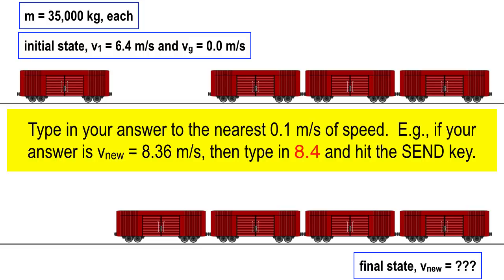Is it M over P or is it P over M for the final state? Check your notes. The definition is P equals MV.